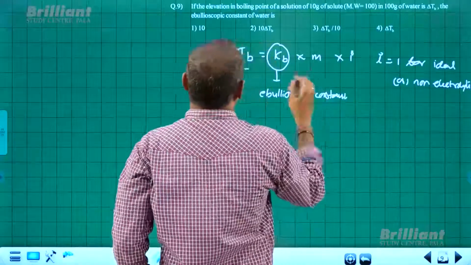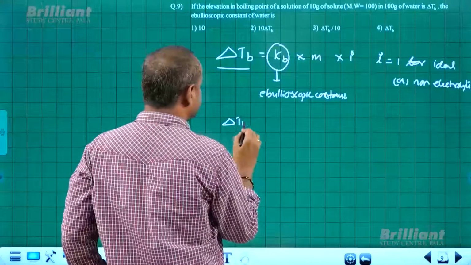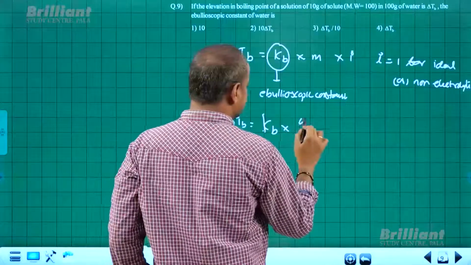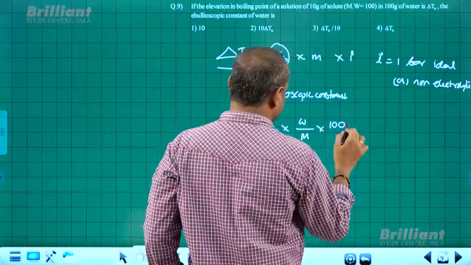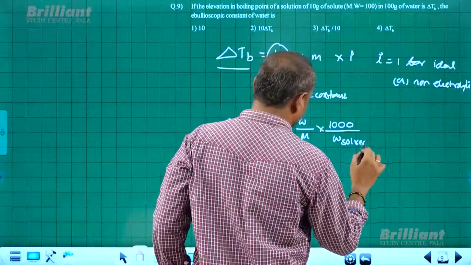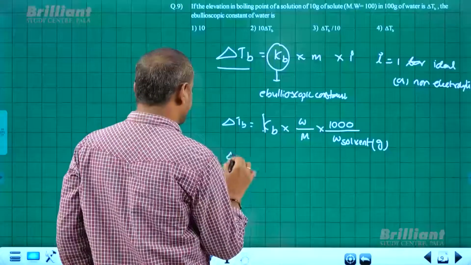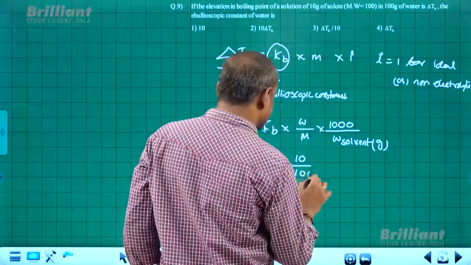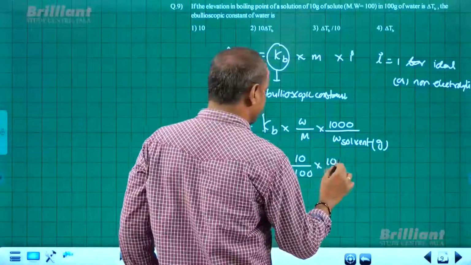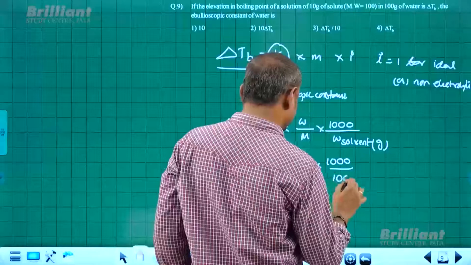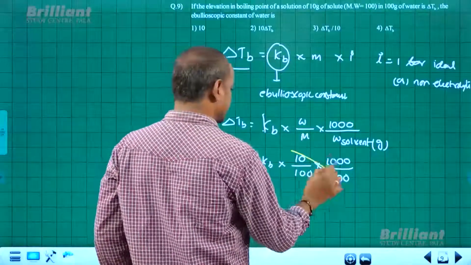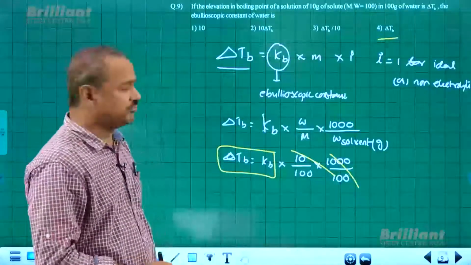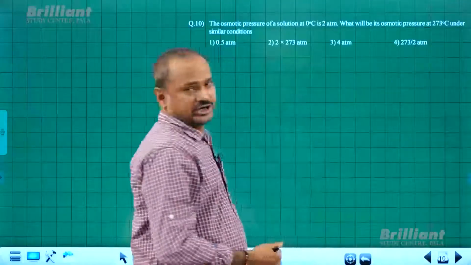Molality: therefore, delta TB is equal to Kb into molality, which is mass by molar mass into 1000 by mass of solvent in grams. So delta TB is equal to Kb into mass, 10 grams, by molar mass, into 1000 by solvent, which is 100. So they cancel. Therefore delta TB equals Kb. This is elevation of boiling point. i is taken as 1 for an ideal non-electrolyte.